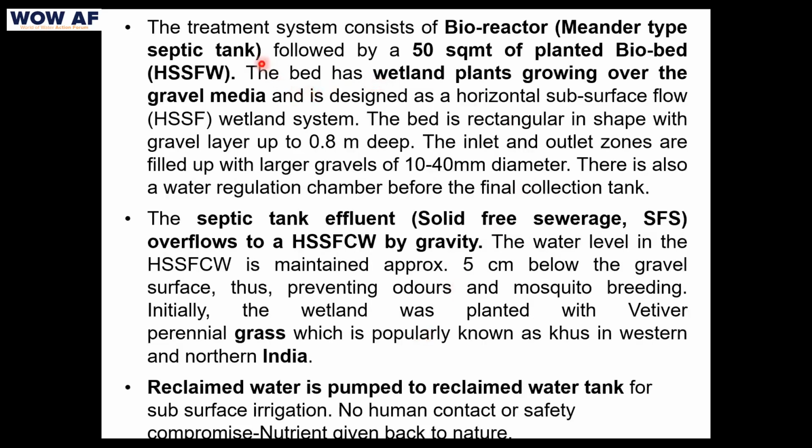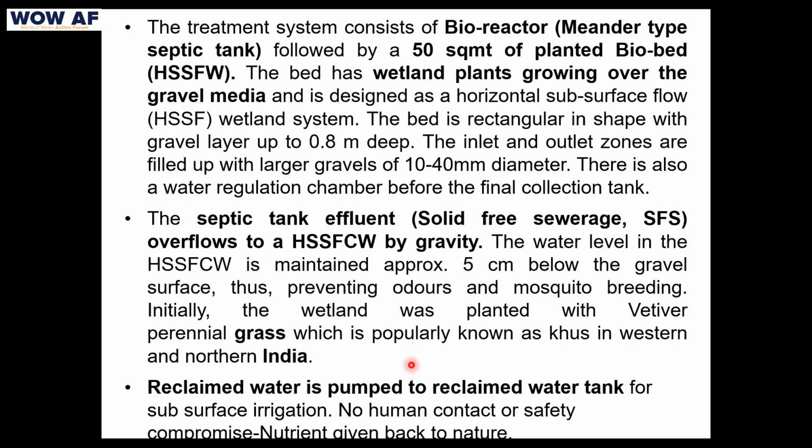So again, in a little more detail, the treatment consists of a bioreactor, that septic tank I showed you and explained. Then it is followed by a 50 square meter biobed or horizontal subsurface flow wetland. Wetland plants are grown over the gravel media, and the gravel media layer was 0.8 meter deep. Inlet and outlet zones were filled with larger gravels of 10 to 40 millimeter diameter. And then there is a water regulation chamber or a collection tank. Septic tank effluent flows by gravity to this constructed wetland, and we have kept the water 5 centimeter below the gravel level, so that there is no odor and no mosquito breeding.